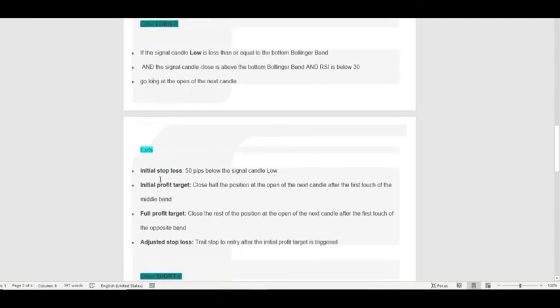So the first one, for when you're going long, we have what you call initial stop loss and the initial profit, take profit, and the full take profit and adjusted stop loss. So all of these I'll explain right now. So the first initial stop loss should be 50 pips below the signal candlestick low, right?